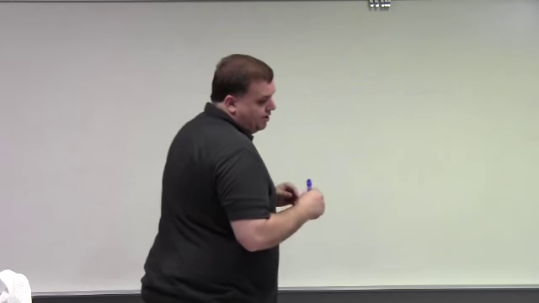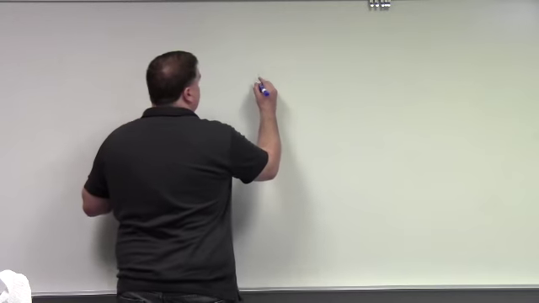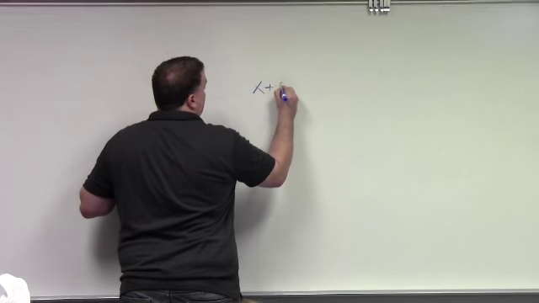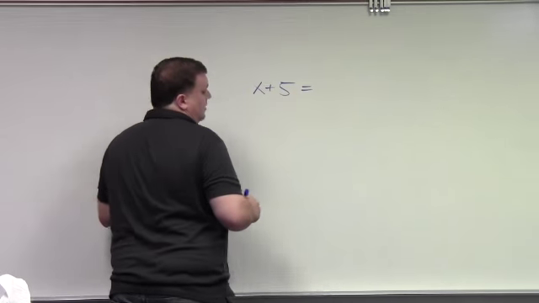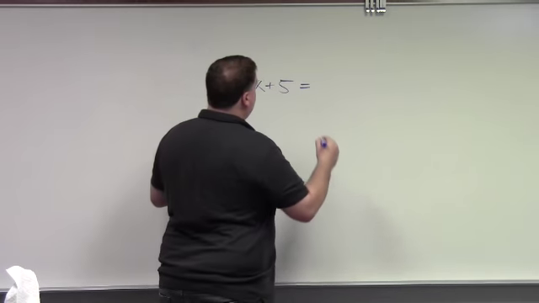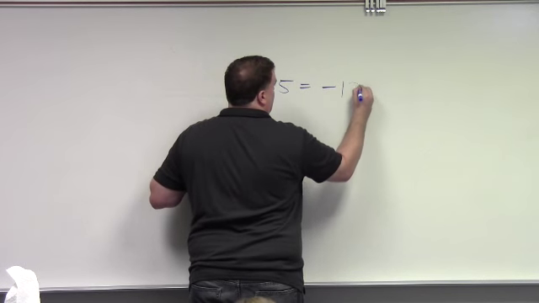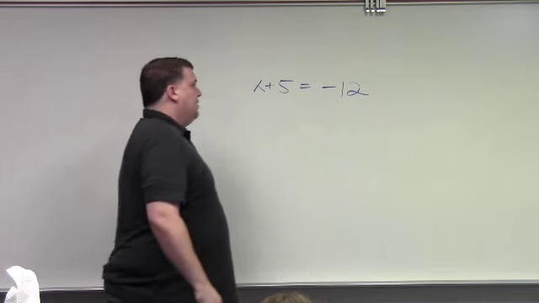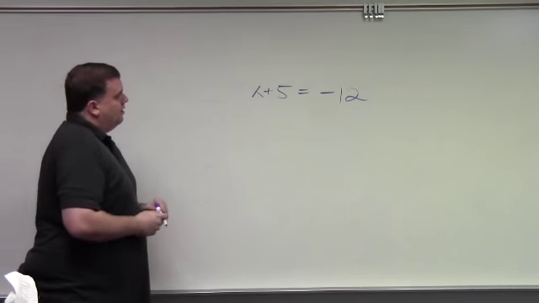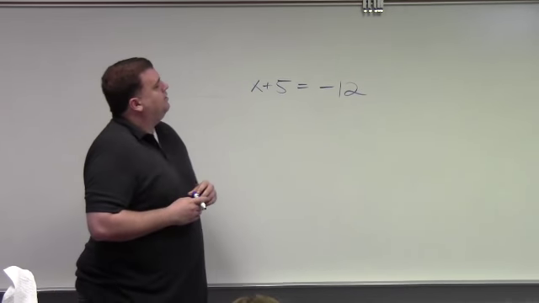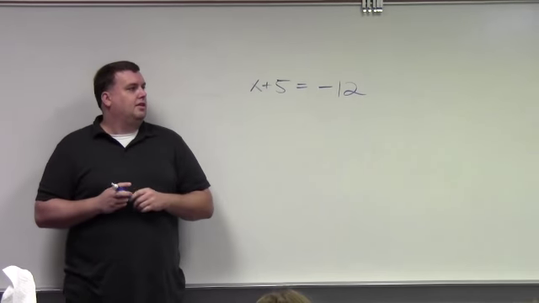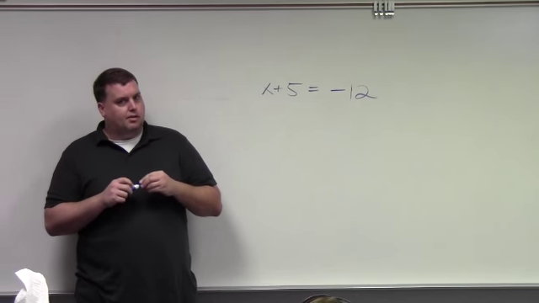So let's start at the top of the second page. We have some one-step equations. x plus 5 equals negative 12. So we don't have any parentheses or anything to get rid of here. We just have one step to do. We need to get x by itself. So what do you think we need to do there to get x by itself?